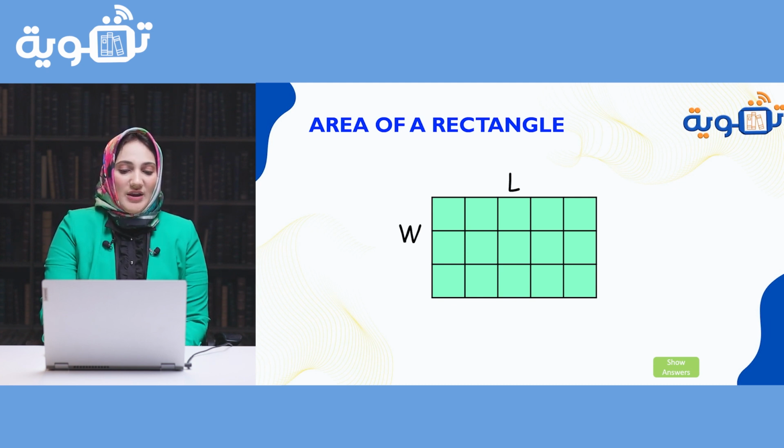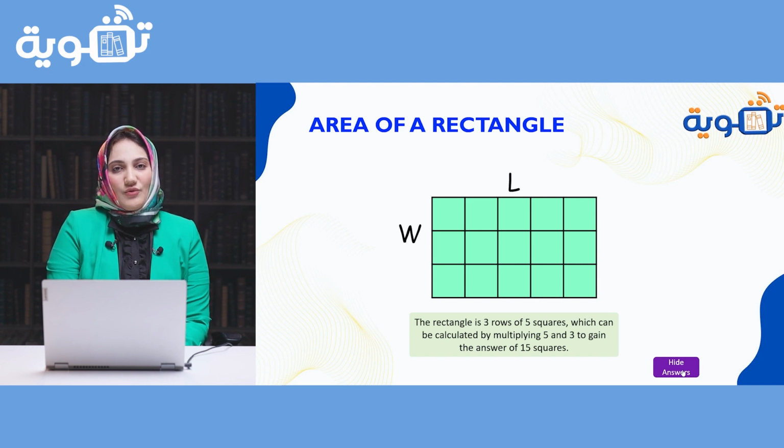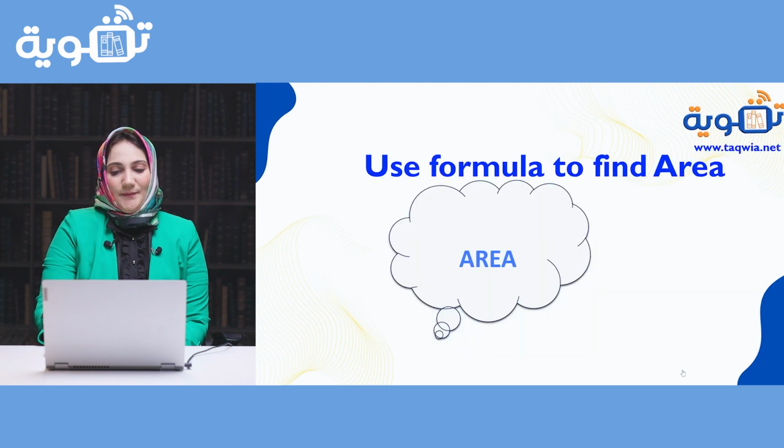We have 3 rows and how many squares? So we have 3 rows and 5 squares in each row. So the answer 15 centimeter squared.